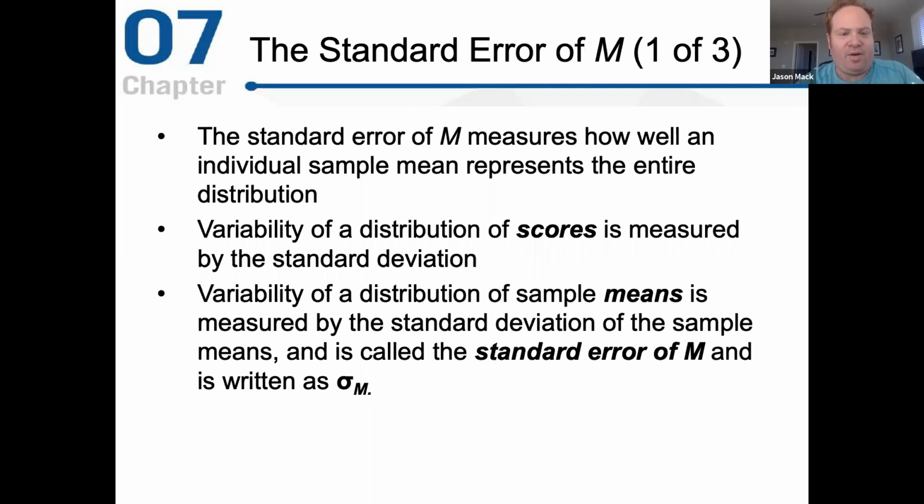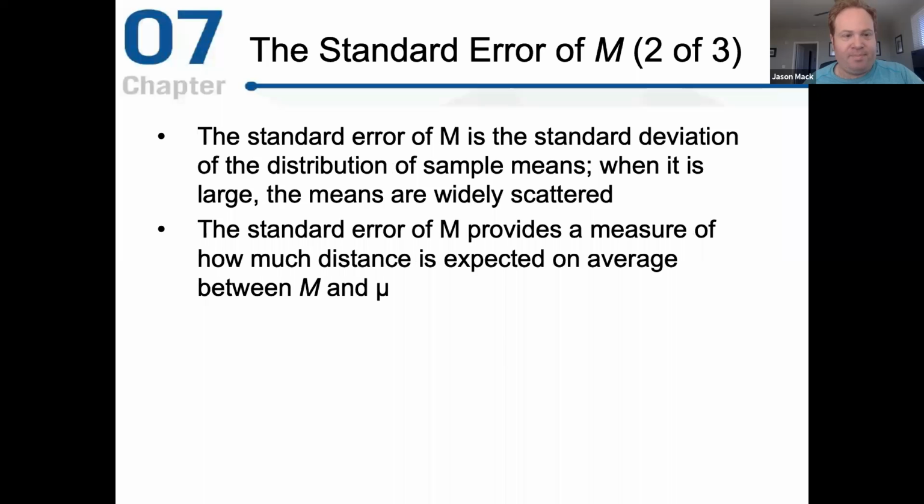The standard error of the mean measures how well an individual sample mean represents the entire distribution. Variability of a distribution of scores is measured by the standard deviation. Variability of a distribution of sample means is measured by the standard deviation of the sample means and is called the standard error of the mean, written as sigma subscript M. The standard error of the mean is the standard deviation of the distribution of sample means.